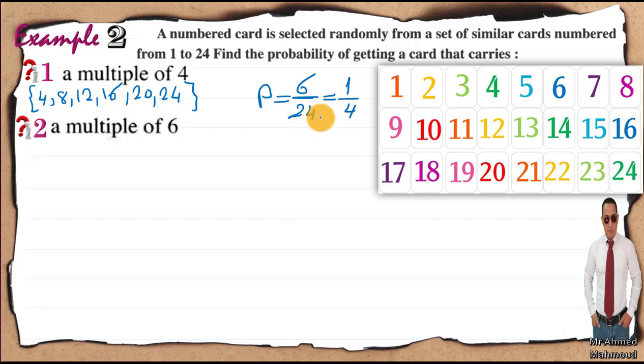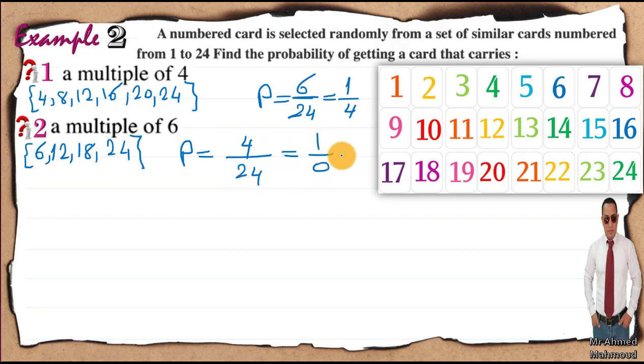Another example, multiple of 6. Okay, what are the multiples of 6? They are 6, 12, 18, 24. They are the numbers in table 6. The probability here equals 4 over 24, which is 1 over 6.